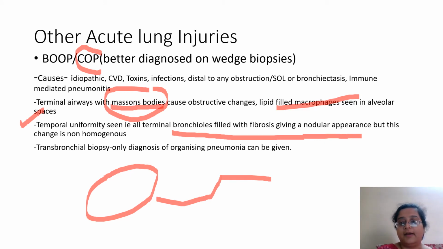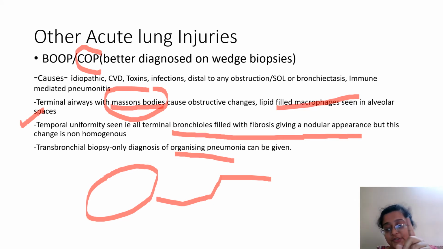Okay. But it is temporal, that all of them are showing, but it is non-homogeneous. The fibrosis might not appear the way it is appearing in one terminal bronchiole. It might not be appearing similar in the second. But mostly it is temporal, that all terminal bronchioles will be affected. Okay. It's not that the respiratory bronchioles will get affected somewhere. With a transbronchial biopsy, only a diagnosis of organizing pneumonia can be given. Okay. If you don't take a wedge biopsy.